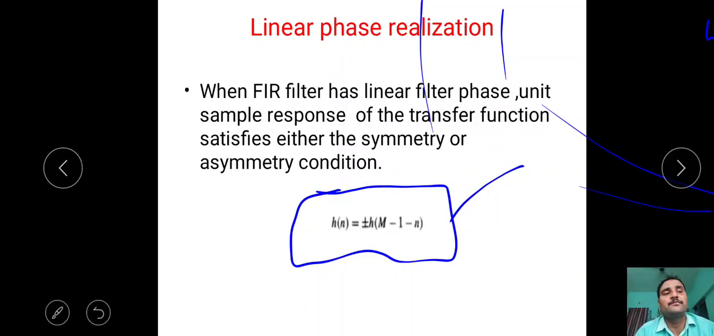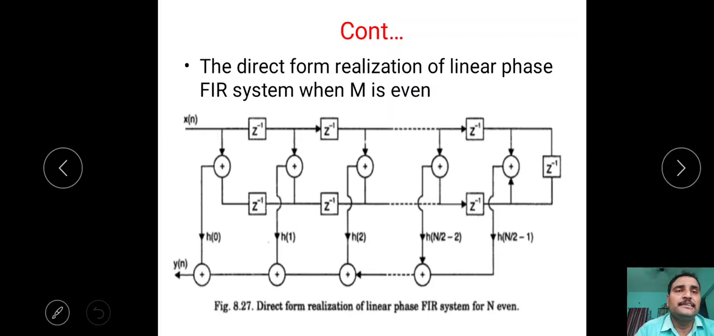Okay, let's see. It's a linear phase realization when capital M is even. Where is capital M? In the given condition there is capital M. When that is even, we go for this realization. Here we have delay elements, Z inverse, Z inverse, Z inverse, adders and multipliers. Finally adders.